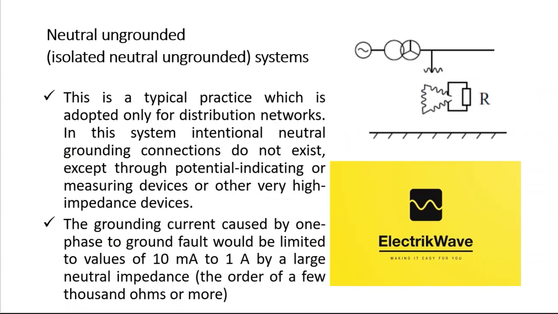Neutral ungrounded or isolated neutral ungrounded systems. This is a typical practice, which is adopted only for distribution networks. In this system, intentional neutral grounding connections do not exist, except through potential indicating or measuring devices or other very high impedance devices. The grounding current caused by a one-phase-to-ground fault would be limited to values of 10 mA to 1 ampere by a large neutral impedance, of the order of a few thousand ohms or more.